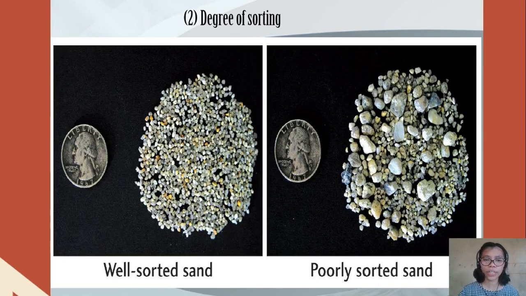Two degrees of sorting. We have here a well-sorted sand and poorly sorted sand. Okay, so a clast is a fragment of rock or mineral, ranging in size from less than a micron, too small to see, to as big as an apartment block. Most sand-sized clasts are made of quartz because quartz is more resistant to weathering than any other common mineral. Many of the clasts that are smaller than sand size are made of clay minerals.